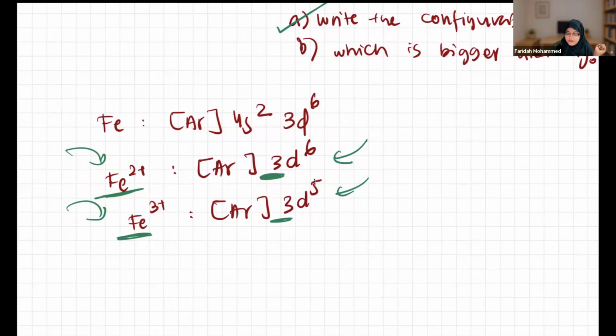So you have to talk about the electronic repulsion in your answer. Not just because it has more electrons, but what happens if it has more electrons? There is more repulsion. What happens if there is more protons? There's more attraction to the nucleus. You have to explain that part.